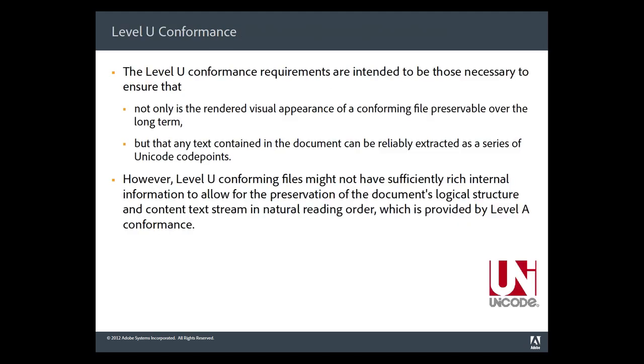I mentioned briefly Level U. This is an intermediate level between A and B. Don't ask me how the U comes between those two letters, but that's how it actually works. The idea being that you can't go all the way to full accessible and full tagging. You don't have that much information, but you do have all of the Unicode data, and so you at least want to make all of the text extractable. That's where level U comes in.